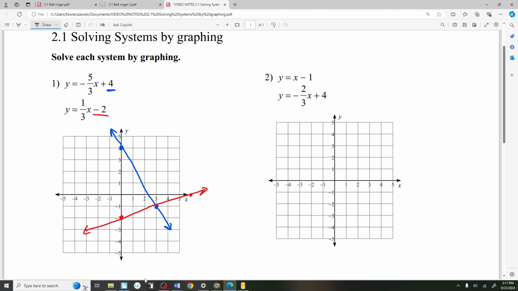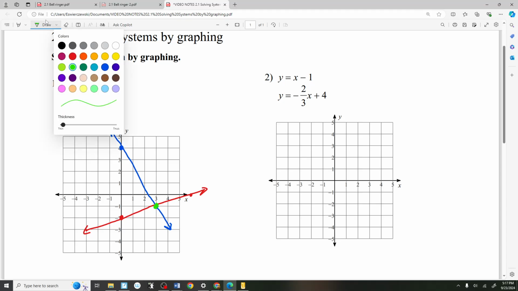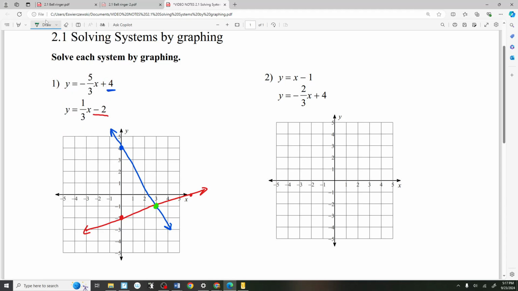And hopefully you guys can see that these two linear equations are going to intersect at a point, and that point where they intersect is our solution to the system. So that would be, if I write it as an ordered pair, which I'm going to want you guys to do, 3, negative 1.